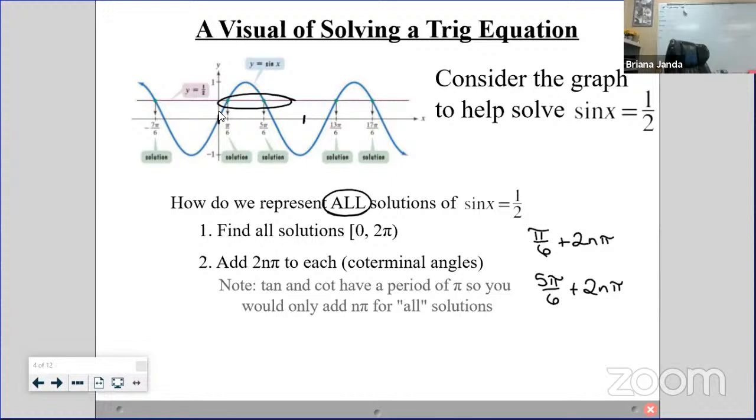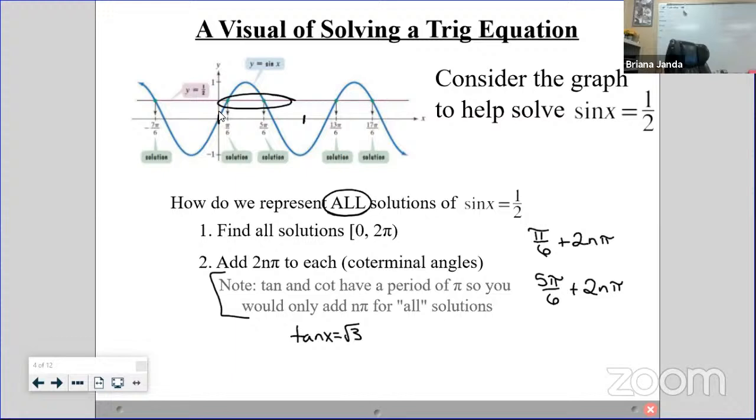Now, please note that tangent and cotangent were kind of unique, and we didn't talk about them much because it didn't impact how we graphed them, but they don't have a period of 2 pi. They actually only have a period of pi. So if I were doing a tangent question, let's say, what's a tangent value that we could get? Square root of 3, okay? Well, tangent can be square root of 3.